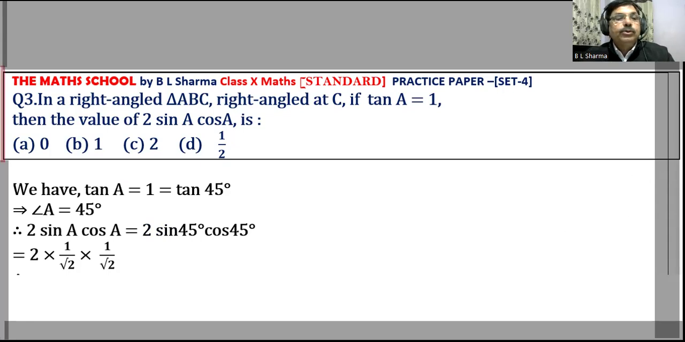Cos 45 is also 1 upon square root 2. Root 2 and root 2, that is 2, and 2 and 2 cancel. So that is 1. The value of 2 sin A cos A will be 1 in this case. That's all for this question.